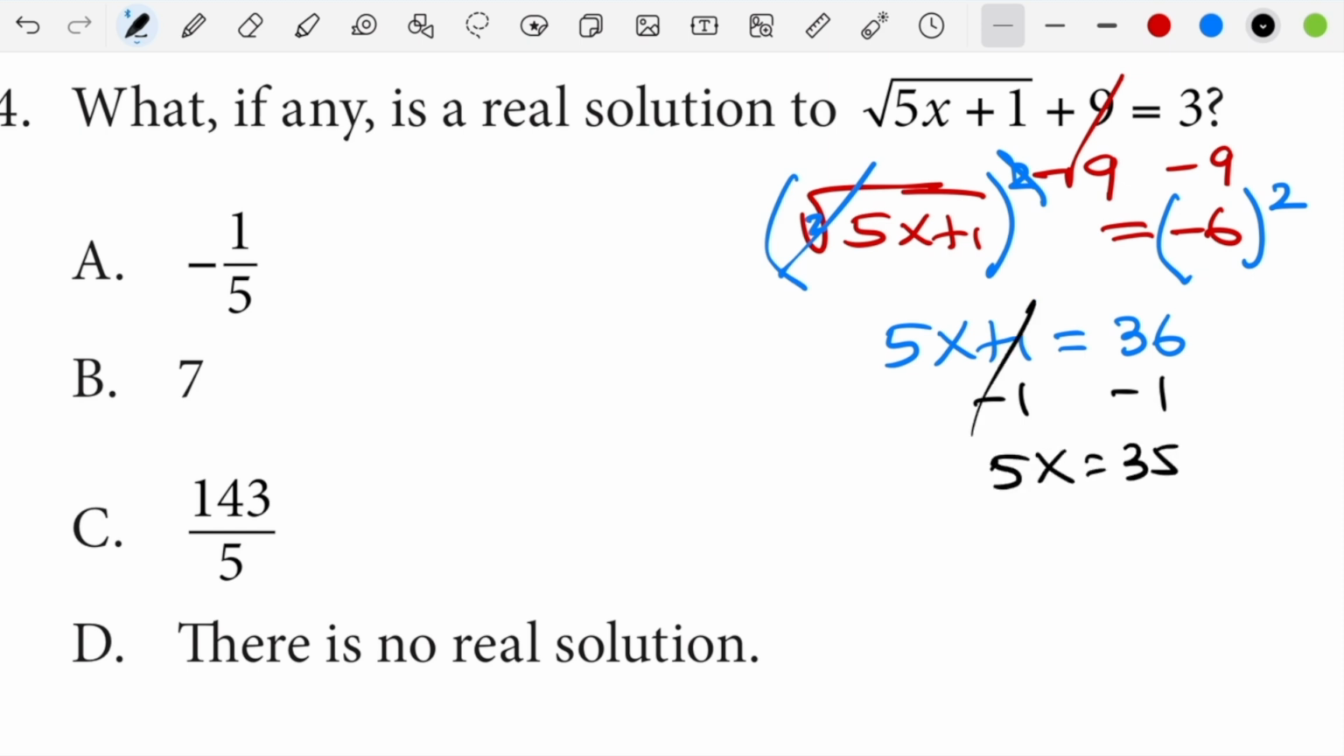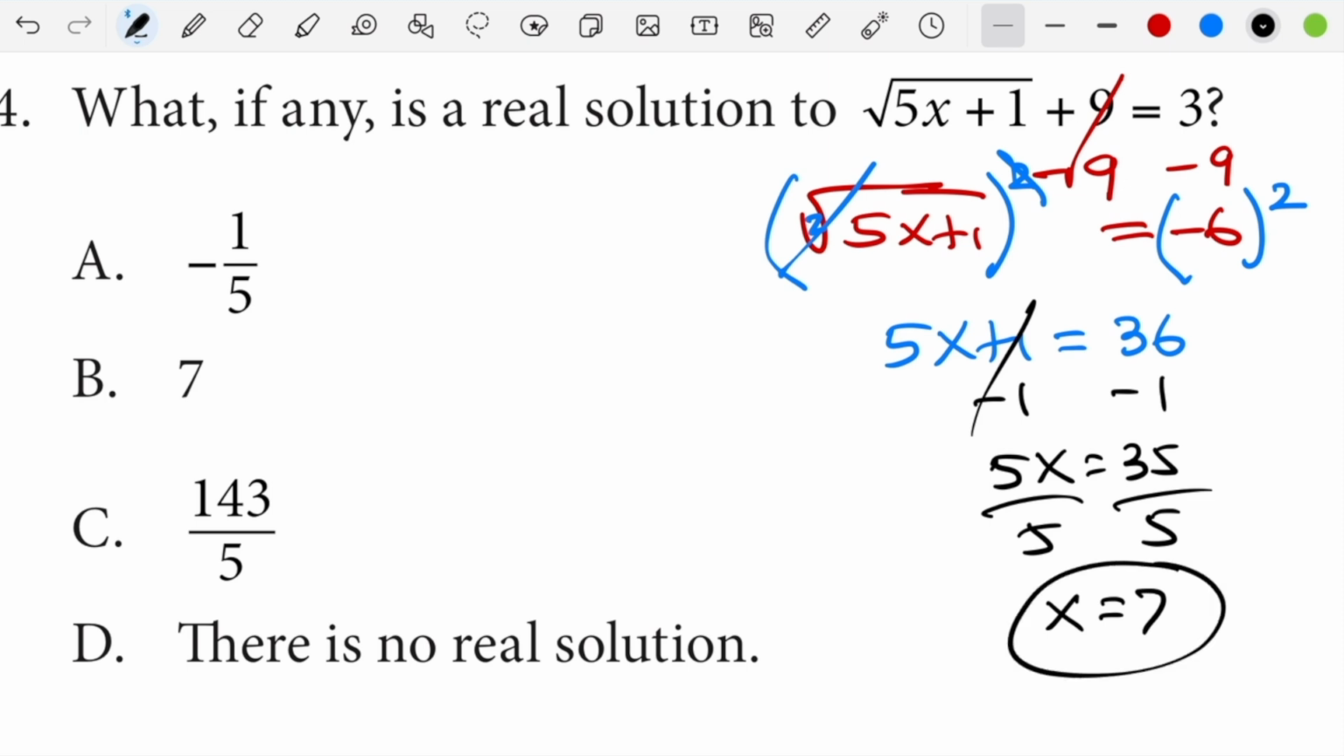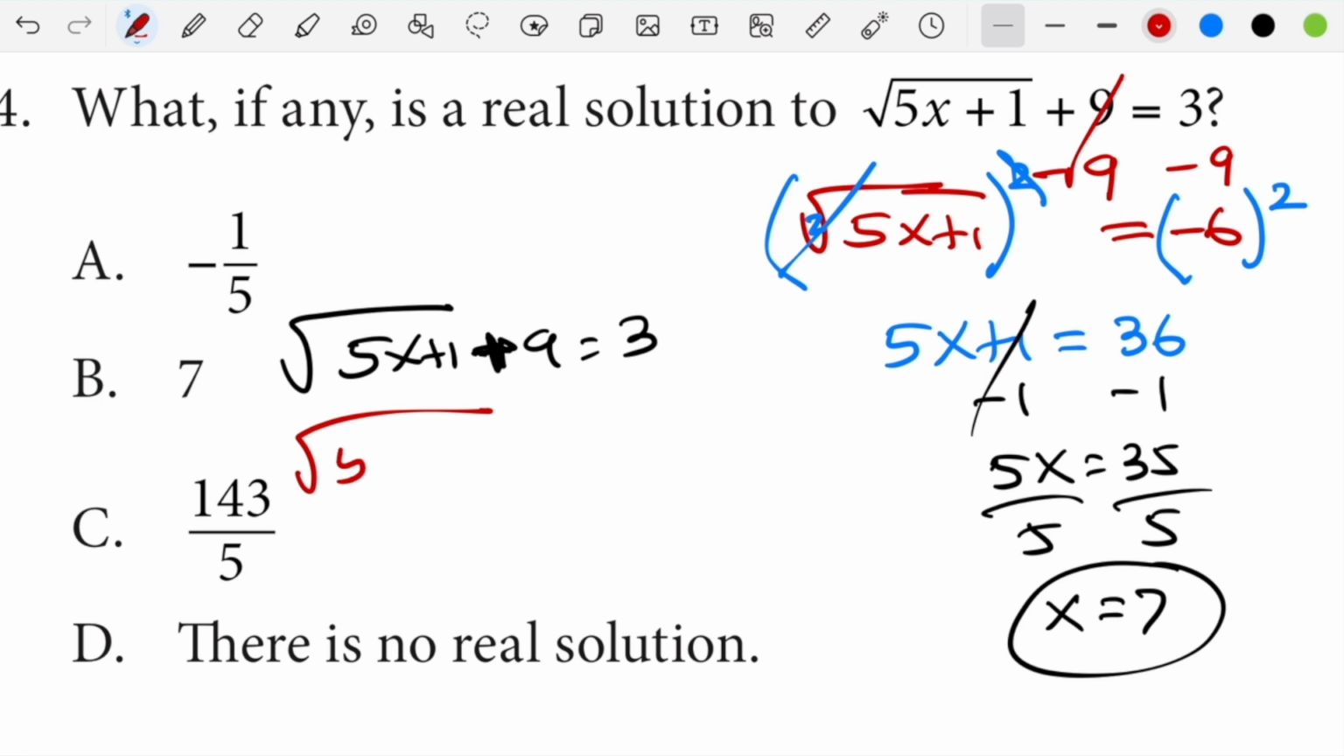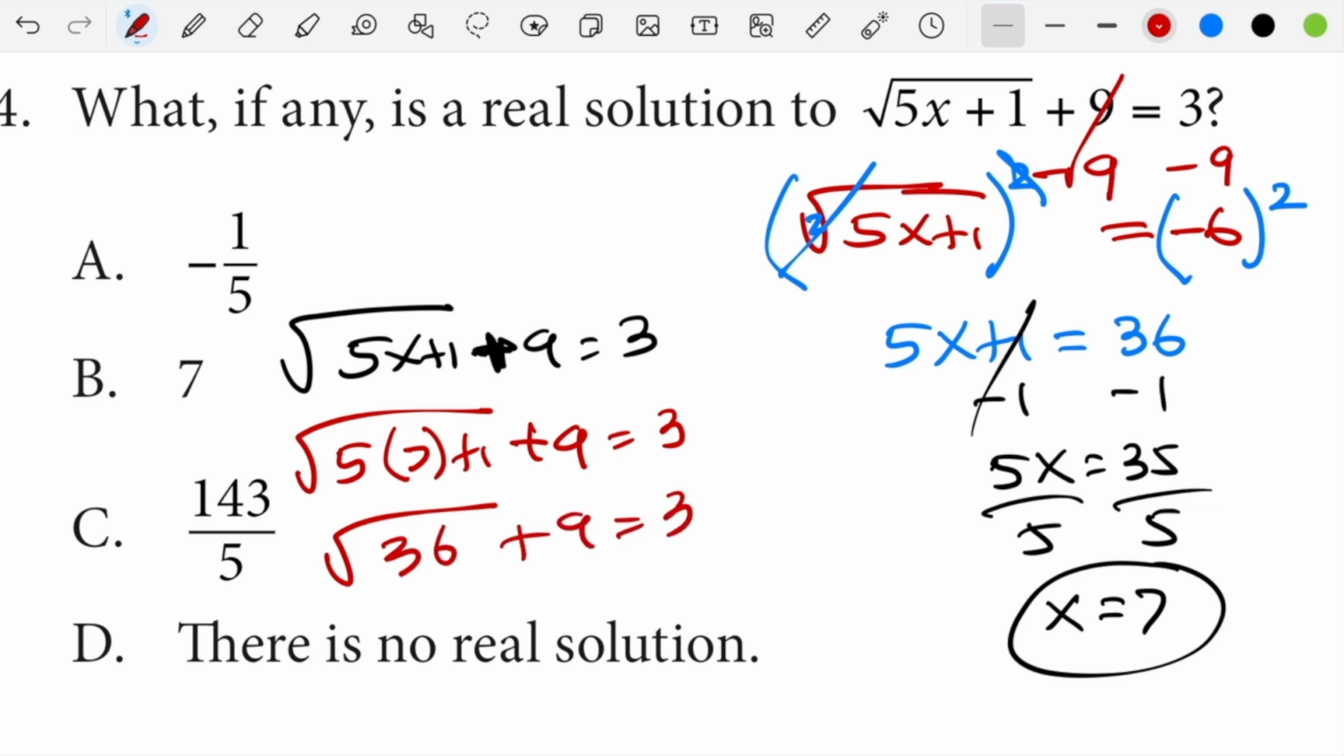5x equals 35. Divided by 5, x equals 7. All right. The idea is the following, guys. Every time you solve a problem like this, you have to go back to the original problem and double check your answer. So I have 5 times 7 plus 1, plus 9 equals 3. Inside the radical, I have 35 plus 1 is 36. Plus 9 equals 3. Square root of 36 gives me 6. Plus 9 equals 3. Right? 6 plus 9 is 15 equals 3. Is this right? No.